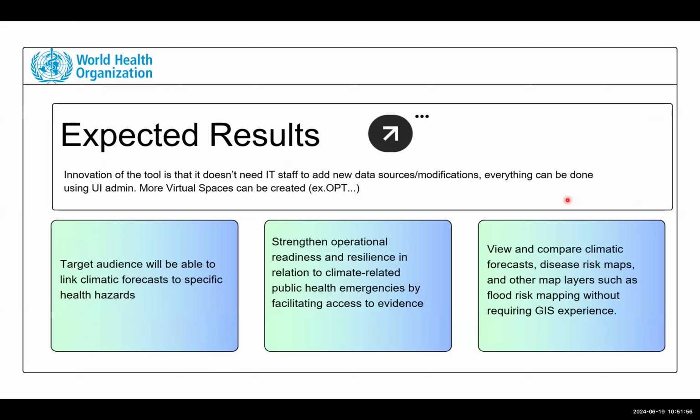Last slide, unexpected results. Again, as I mentioned, it will be to strengthen readiness and preparedness in public health emergency settings, especially in countries in the Greater Horn of Africa, where we have countries going through multiple emergencies at the same time, but they don't have a place where they can go to look at climate-related information and disease-related information, all in one place. Yeah, so I will stop here.